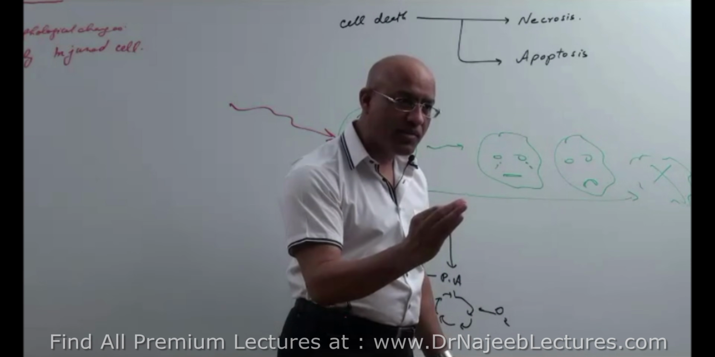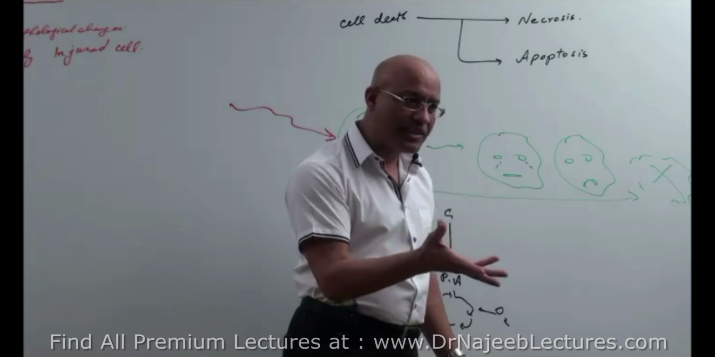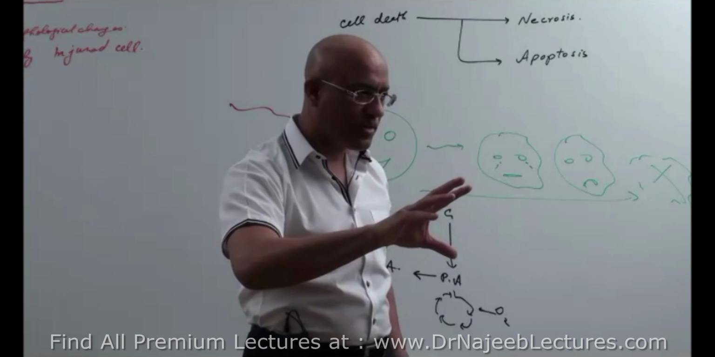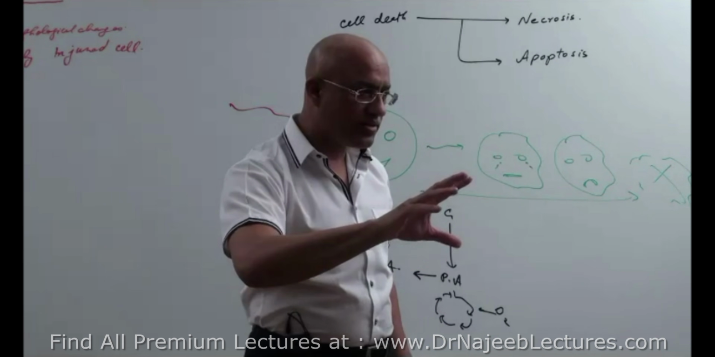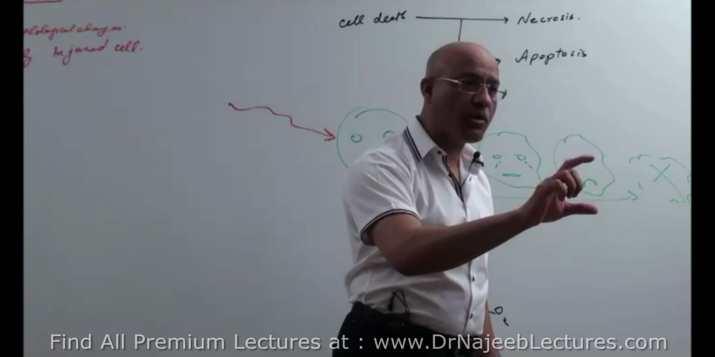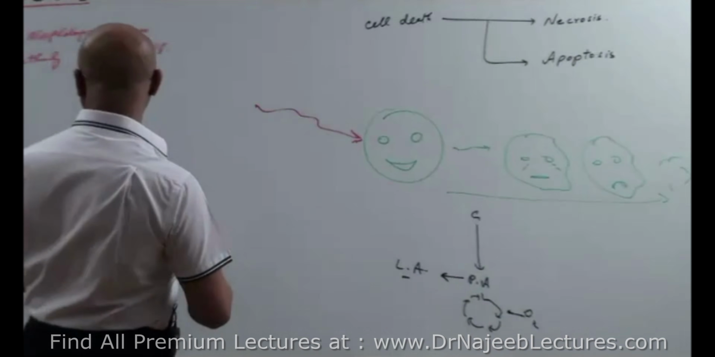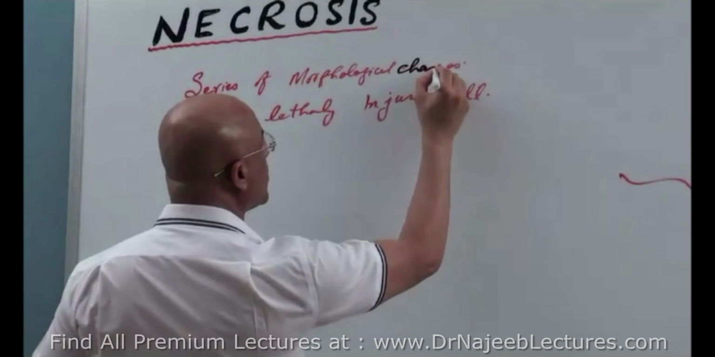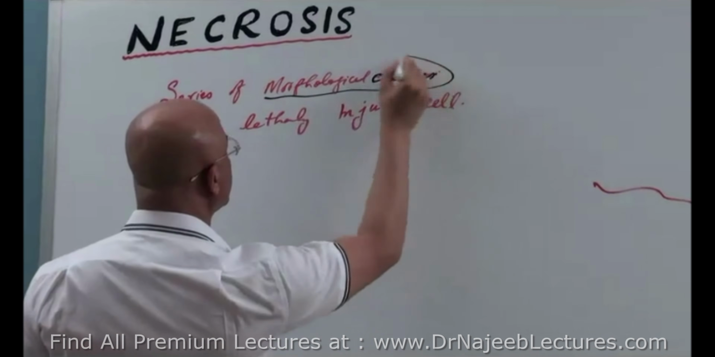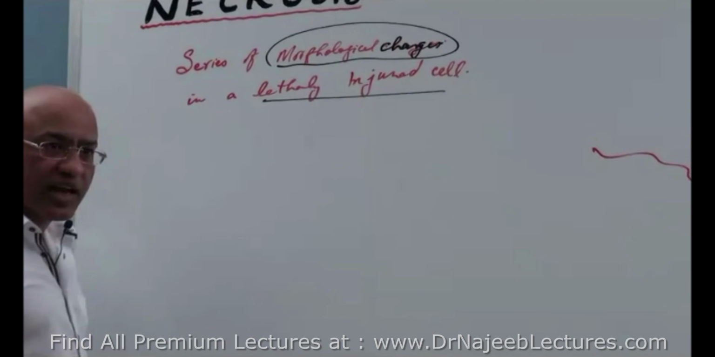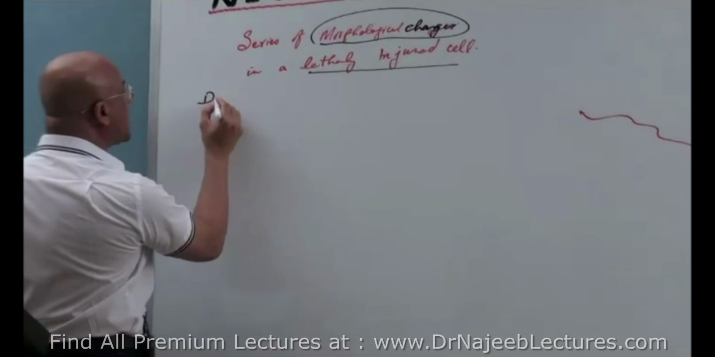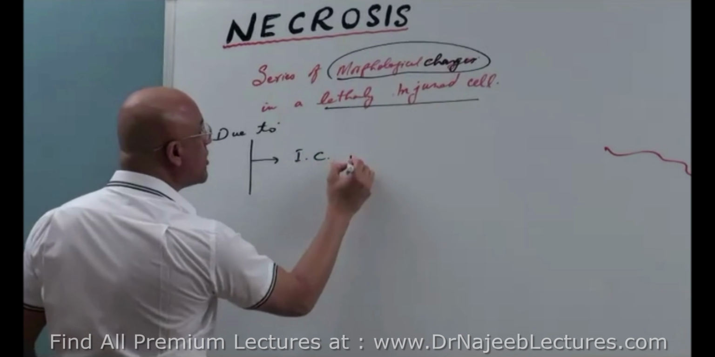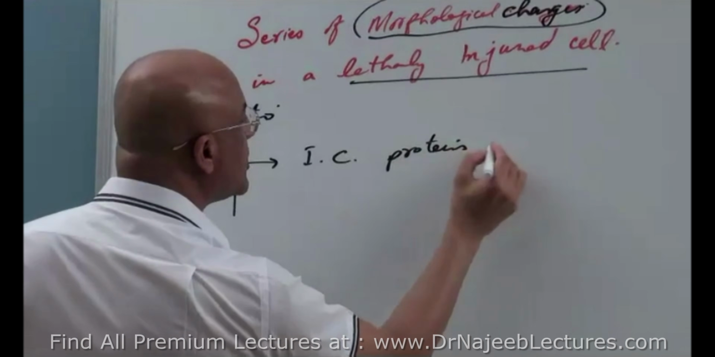So protein denaturation starts changes in the cell. When there is lethal injury, intracellular proteins undergo denaturation, and that will lead to certain changes in cellular structure and function. So what really happens, as I said, these are morphological changes. The important stress is on the morphological changes in a lethally injured cell, and these changes are due, number one, to intracellular protein denaturation.